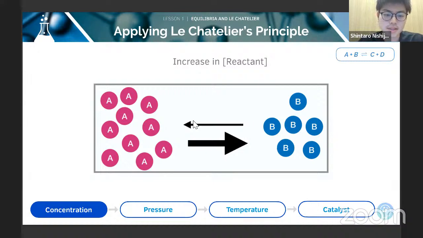That's the main theme with Le Chatelier's. I could be changing the system by increasing the amount of reactants or products, increasing pressure or temperature, but the system will try to counteract what I'm doing to it so that it tries to go back to its original state.